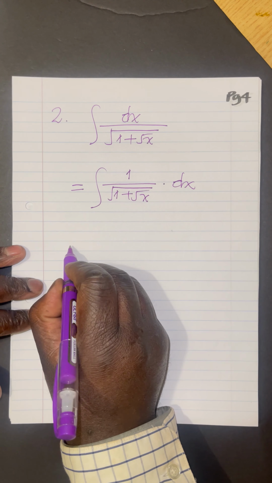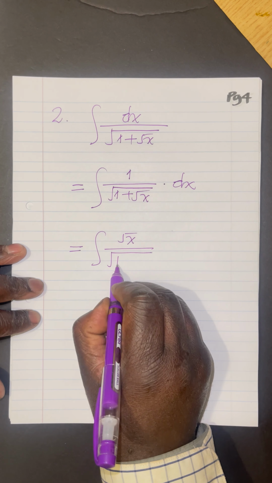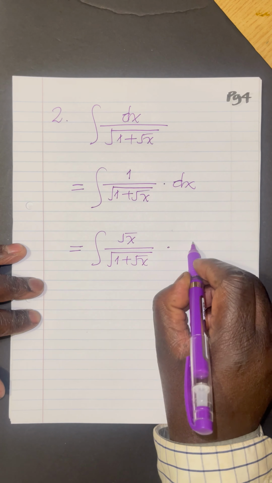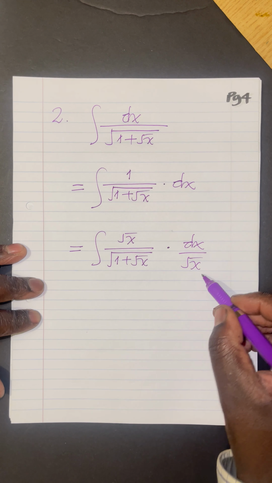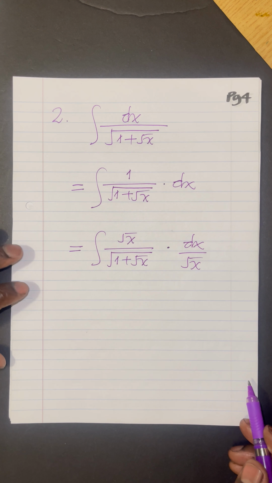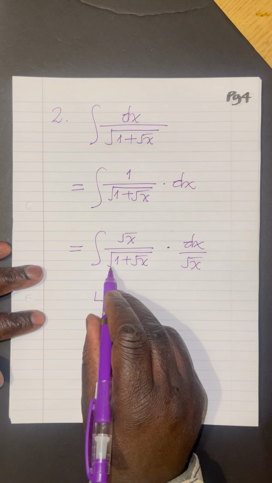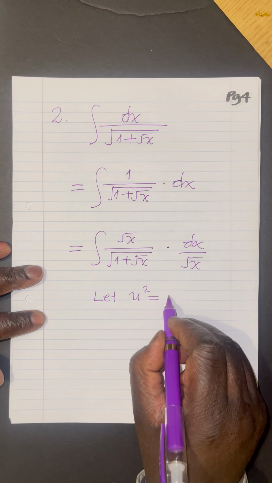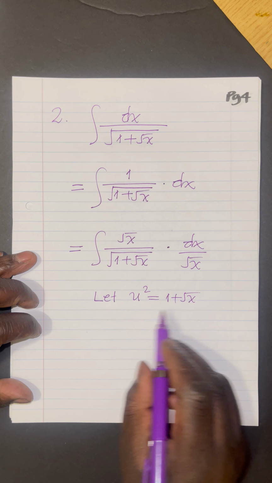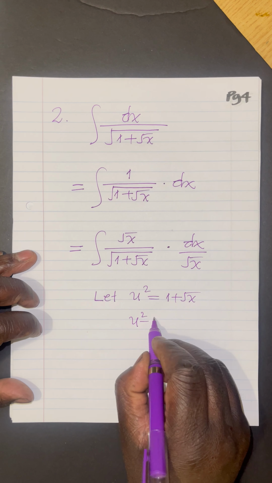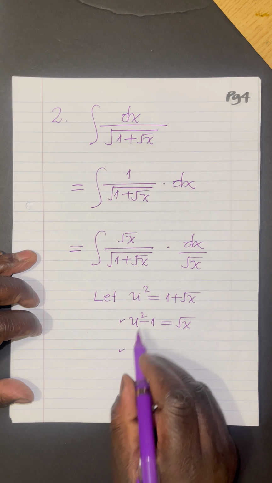Introducing the special one, the integral of square root of x all over square root of 1 plus square root of x times dx all over square root of x. There is your special one there. This cancels that. You're back to the original integral there. But at this stage, because of the square root sign, we're going to say let u squared be equal to 1 plus square root of x. And then do the same things we've done in the first one. The first one would be to solve for square root of x here. So it would be u squared minus 1. That would be square root of x.